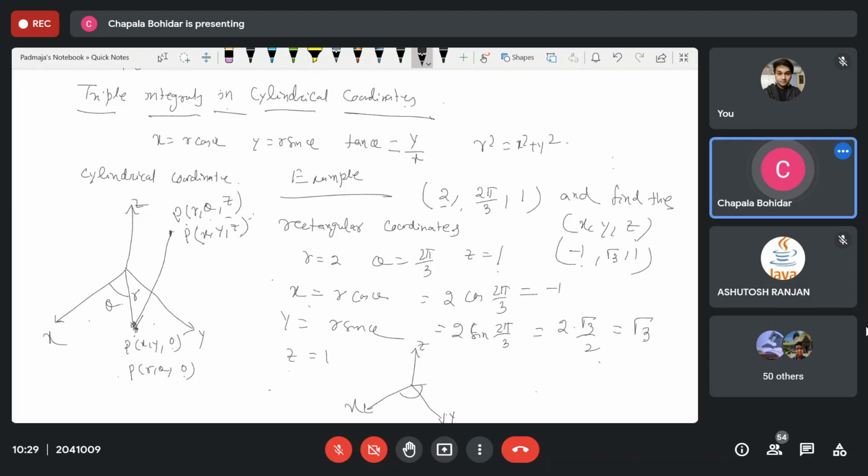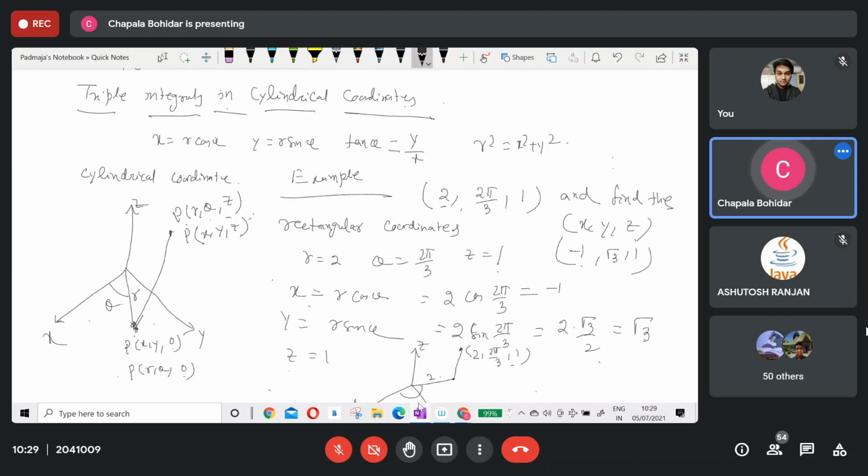So here r is having the length 2. So from that point it is parallel. Z is how much? It is given 1. So the value is 2 pi by 3 and 1. Like this, you have to draw your figure. This is your theta. Clear to all of you?